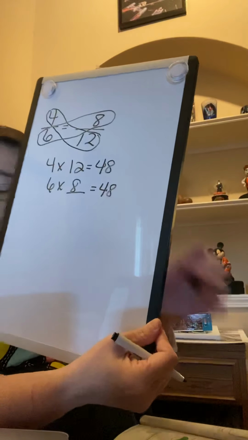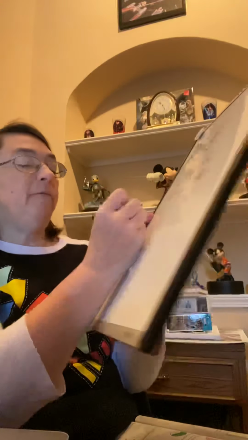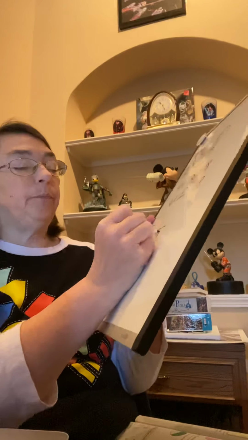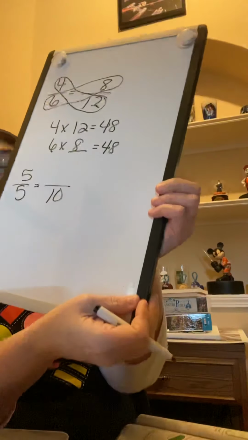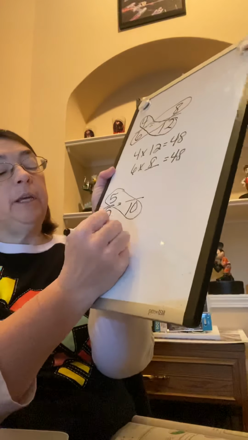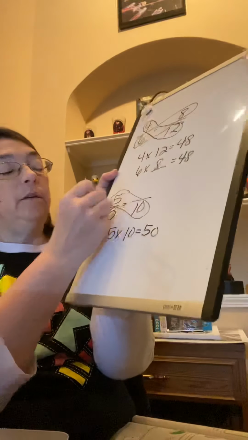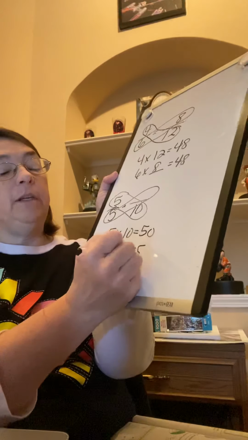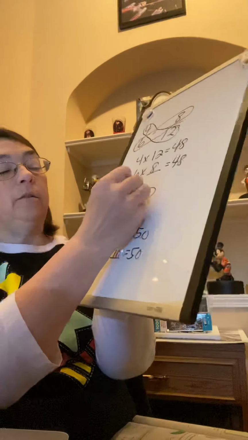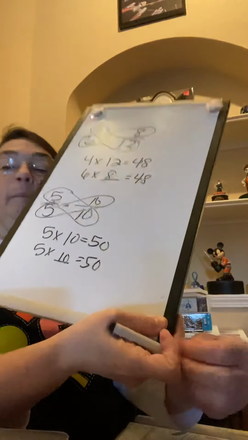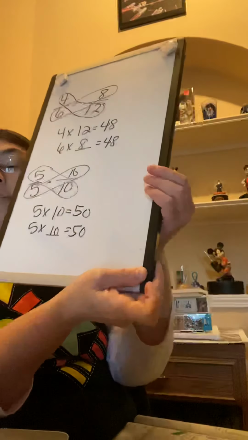Okay. Number 9. We had 5 over 5 equals blank over 10. Butterfly would be 5 times 10 equals 50. If I butterfly this way, 5 times what equals 50? Well, I've already got the answer, it's 10. Yep, 10 over 10.